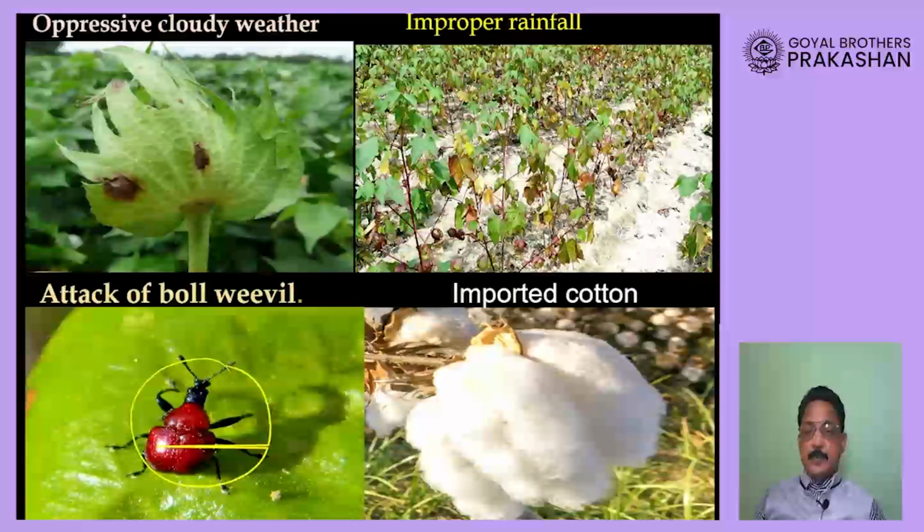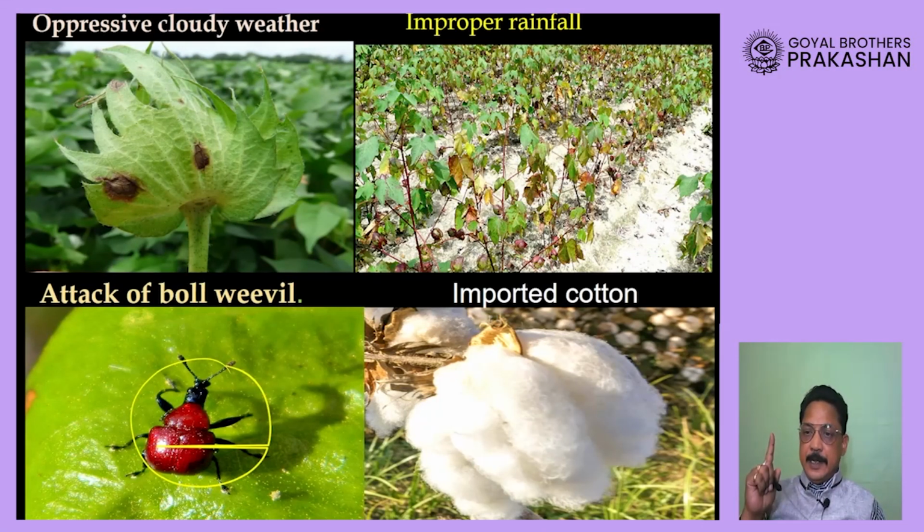I was talking about this boll weevil. This insect is very dangerous because one insect can lay around 1 to 1.25 crore, that means 10 to 12.5 million eggs, and it can destroy the entire crop. That's why this oppressive weather, cloudy weather, is very dangerous. That also results into, see here, the leaves have started getting rusted.